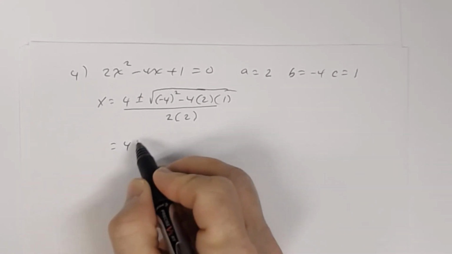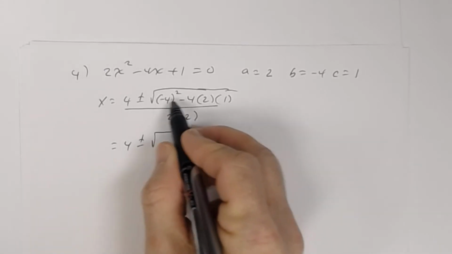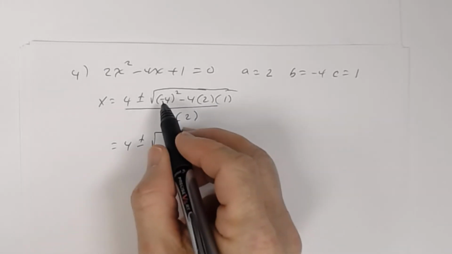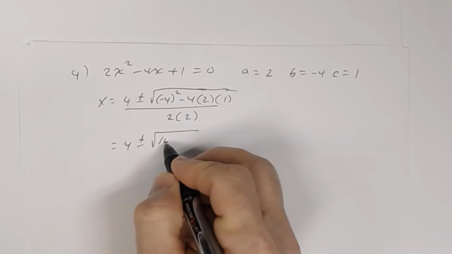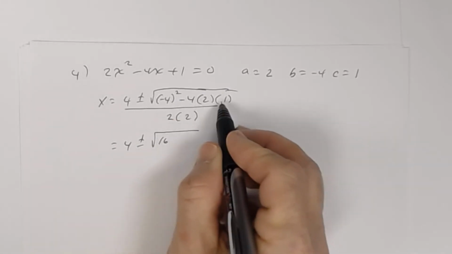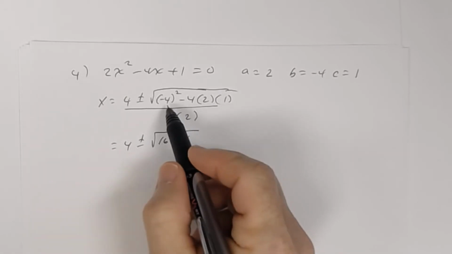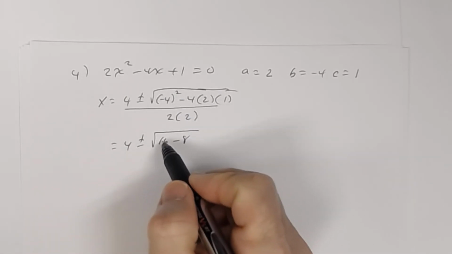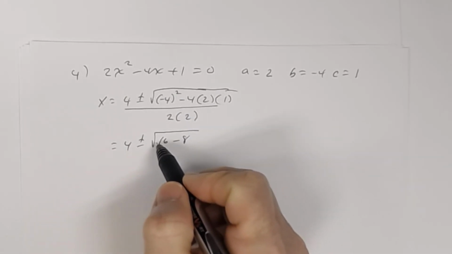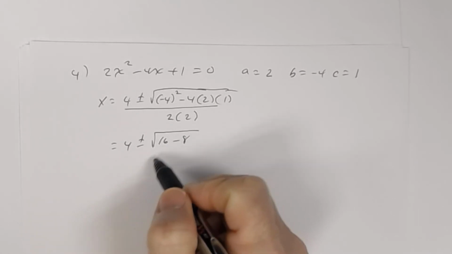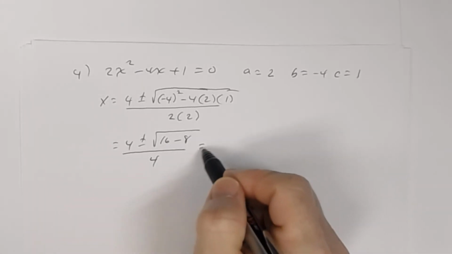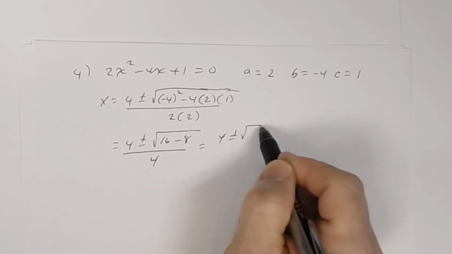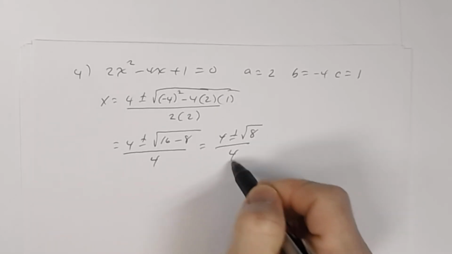So I get 4 plus or minus the square root of, let's simplify the radicand next. A negative 4 times itself is a positive 16. And then a negative 4 times 2 times 1 is a negative 8. Now remember, b squared should always be positive, so don't make that negative. That should never be negative. All divided by 2 times 2, which is 4. And so I get 4 plus or minus the square root of 8, all divided by 4.